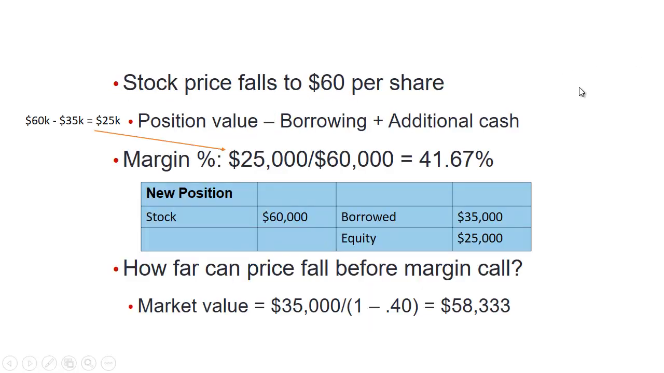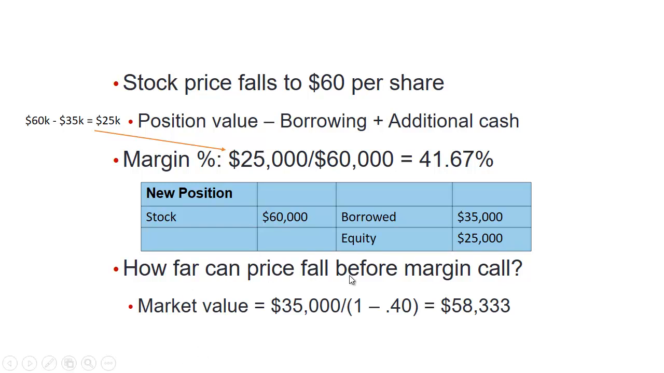Now suppose the stock falls to $60 per share. What's your margin percentage? Your margin percentage, again, is going to be the equity divided by the market value, which will be $60,000. The equity being the $60,000 that the stocks are now worth, minus the $35,000 you borrowed. So you're at 41.67%. The maintenance margin requirement is 40%, so you're not going to get a margin call here. You have sufficient equity in your account.